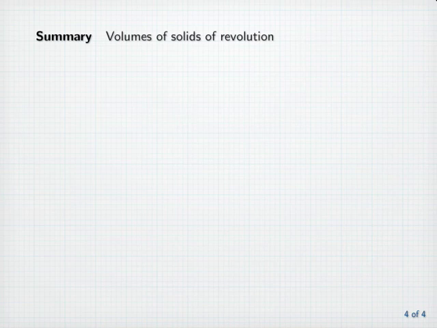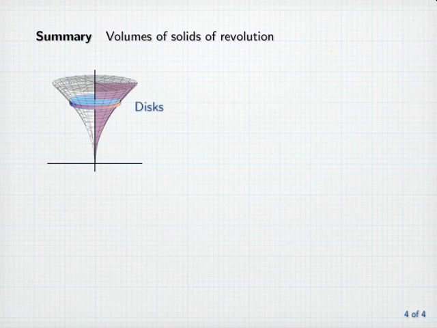Now let's look at a summary of volumes of solids of revolution. Let's say that we're going to take a region and revolve it around the y-axis, or for that matter, some other vertical axis. If we take a slice of the region that's perpendicular to the axis of rotation and revolve that around the axis, we end up with a typical disk within the solid. We use that disk to write the volume differential that we're going to integrate.